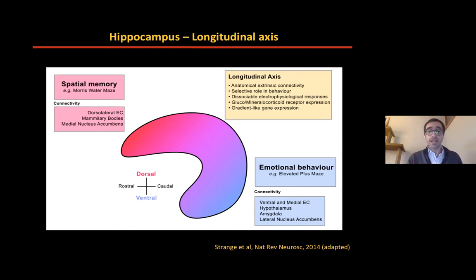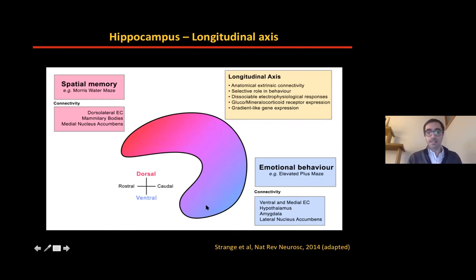On top of this, it has been shown that along the longitudinal hippocampal axis there is a gradient of gene expression. And based on this, we wondered: could other molecules, such as lipids, also be changing along this hippocampal axis?